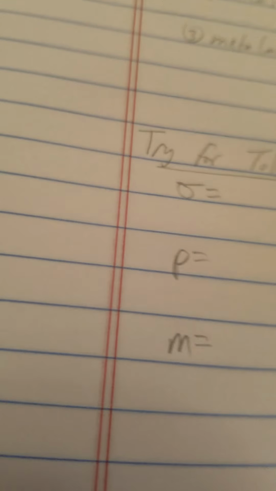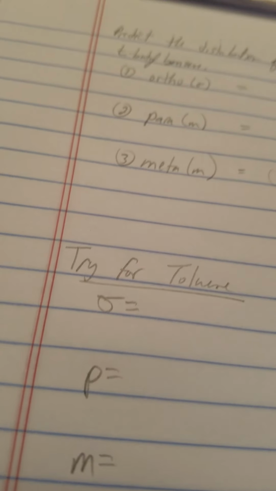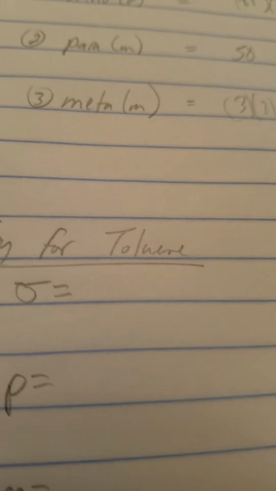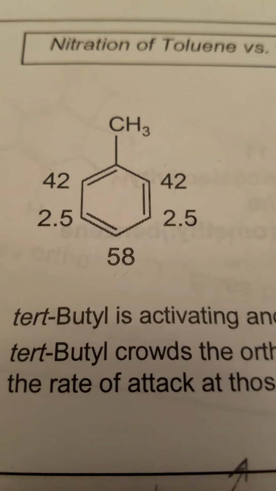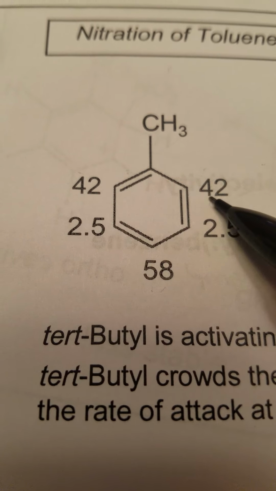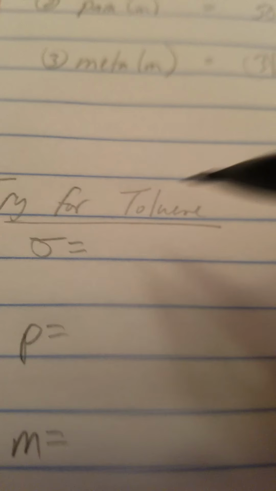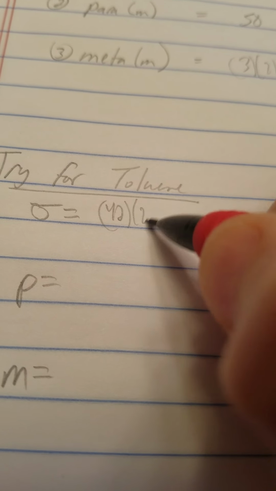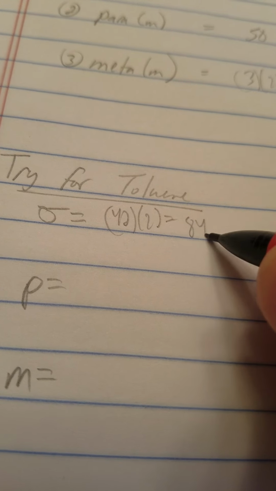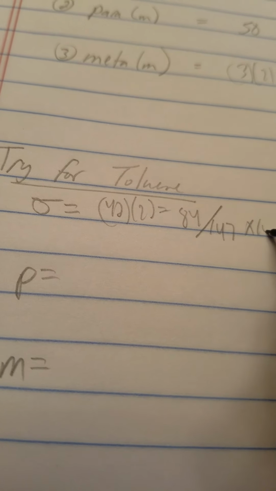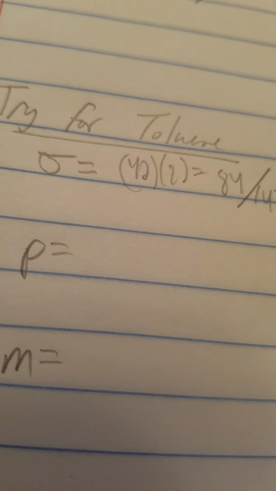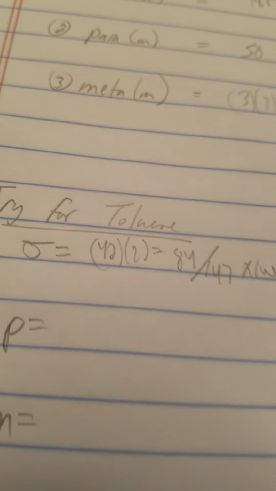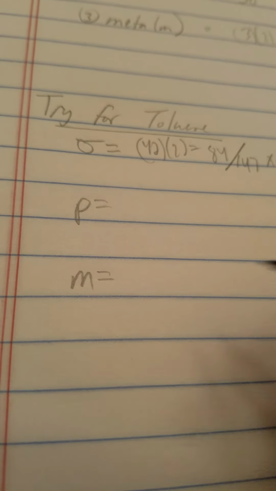We already know that overall toluene is 147, so that's going to be our denominator for each of these. So all we have to do now is look at our toluene in our different positions. You can see here that we have 42 in our ortho position. So if I'm doing ortho, it's going to be 42 times 2, or 84, divided by my 147 times 100. That's going to tell me that 57.4% of my nitrations in toluene are going to be in the ortho position.